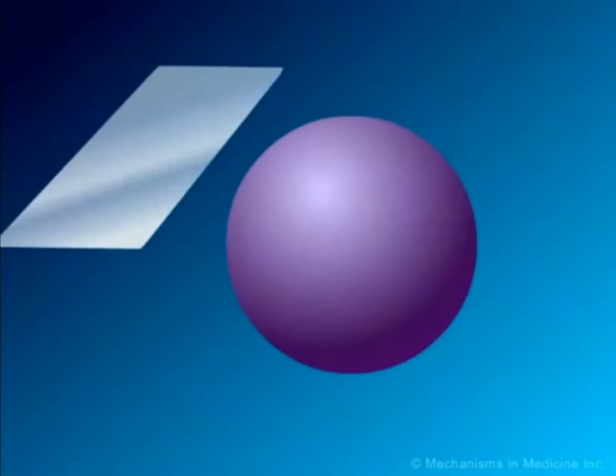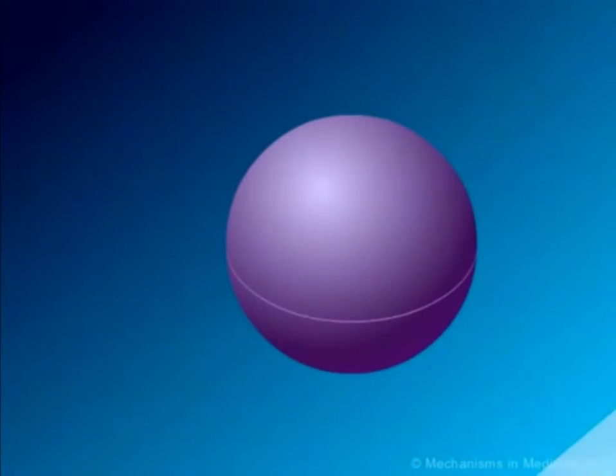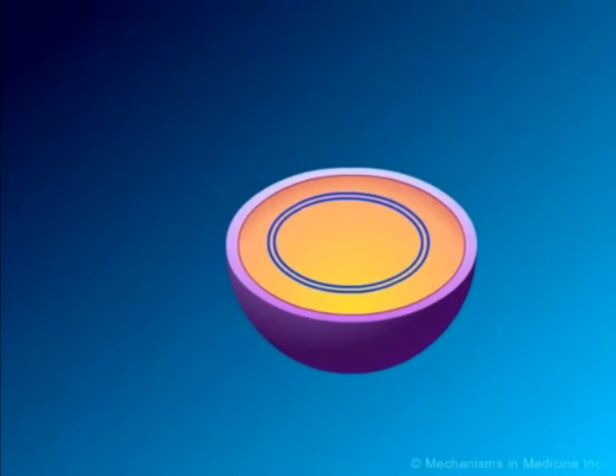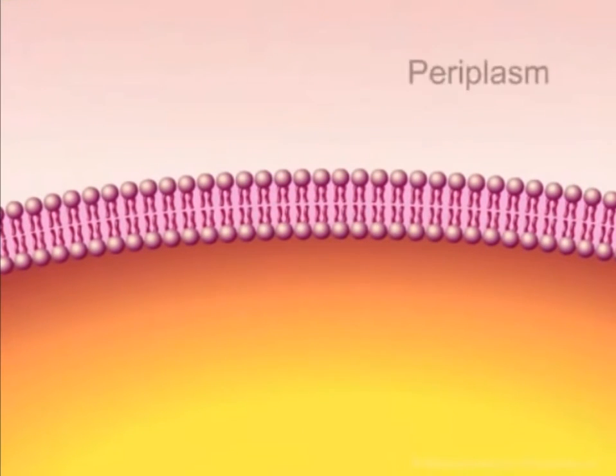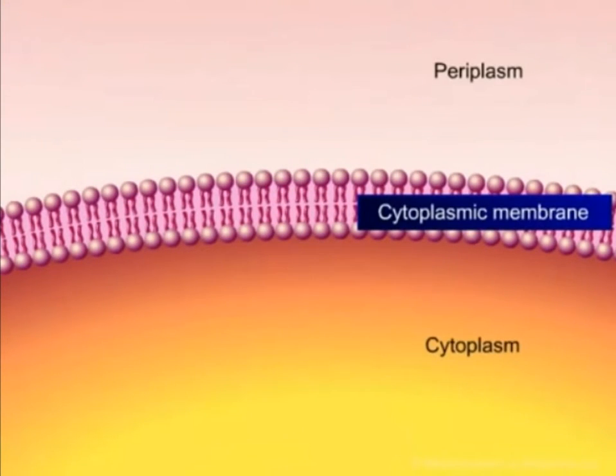Structurally, most bacteria consist of a cell membrane surrounded by a cell wall, and for some bacteria, an additional outer layer. Internal to the cell membrane is the cytoplasm, which contains ribosomes and pili. In gram-negative bacteria, the gap between the cell membrane and the cell wall is known as the periplasmic space.